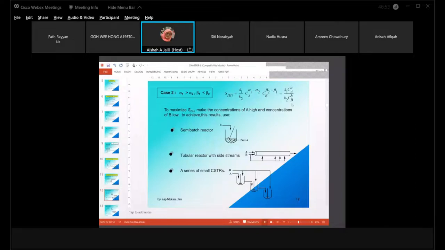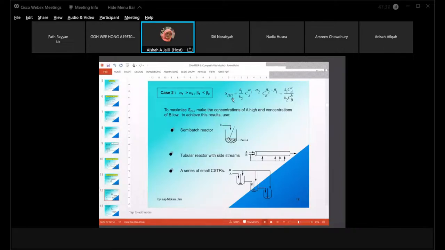Okay, how to achieve this? This is what we call a semi-batch reactor. You can see batch, but semi, separuh. Batch is batch, and then how to keep the A at high concentration and B at lower concentration? You have to put the A in the reactor first, and then you put the B in dropwise, titik by titik, sedikit demi sedikit. Then you can keep the B at lower concentration.